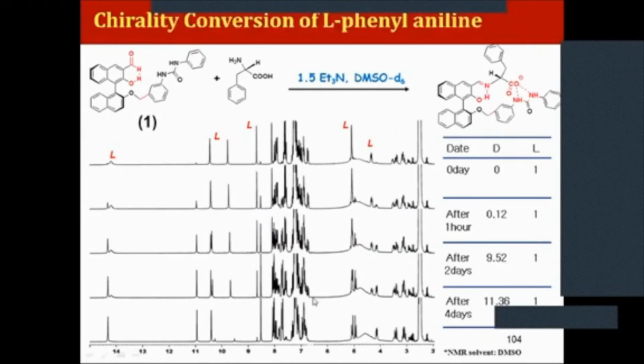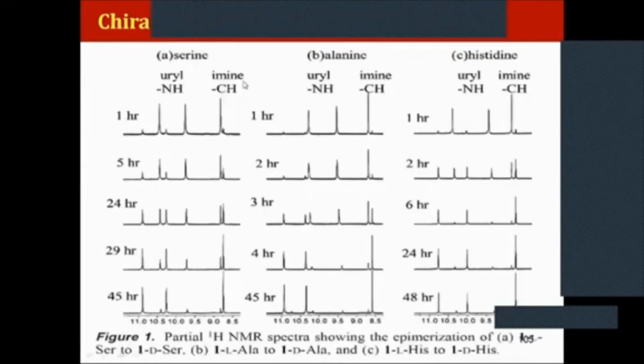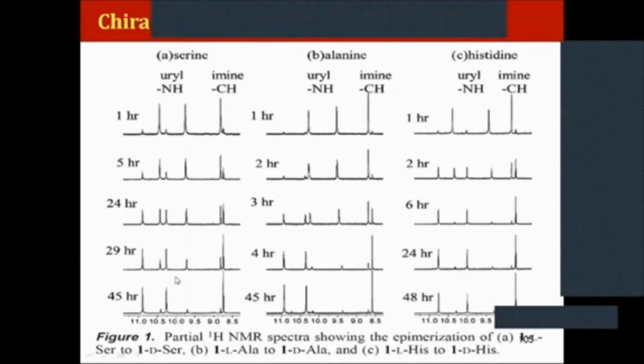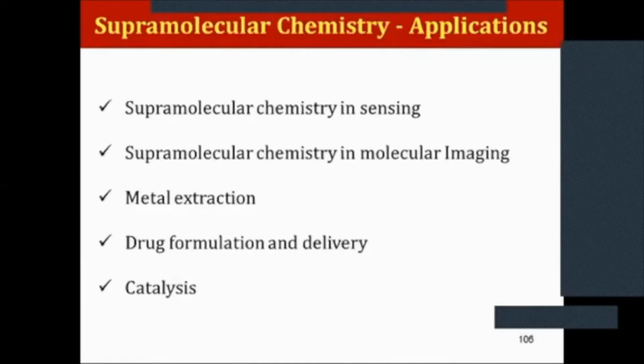So for the other 24 available natural amino acids, you can see the imine peak or the urea peak: at the start, at 1 hour, the L peak is more, but as time goes on, in 45 hours, all the L is diminished and the D is high. That means all the L amino acids are converted to D amino acid. This is another advantage of combining supramolecular, combining the covalent and the non-covalent.